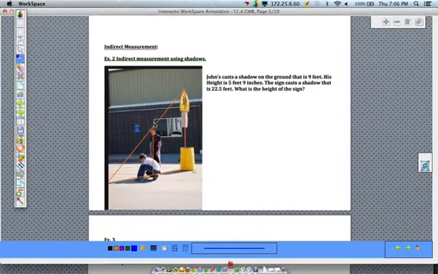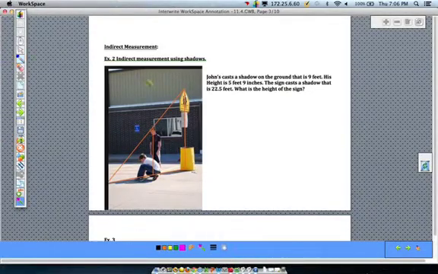So we have two triangles that we can form here. We've got one with John and his shadow that's 9 feet. And we know that the angle from the sun is going to be the same as the angle that's hitting the sign up here. So I'm going to redraw these triangles so I can see. So here's John and his shadow.